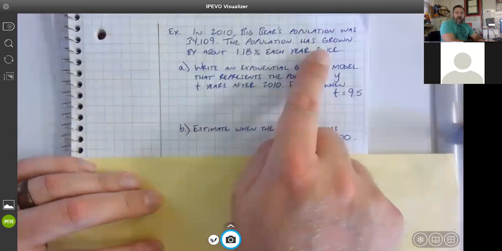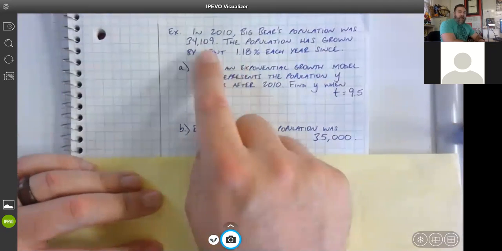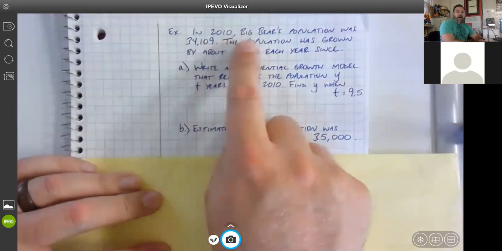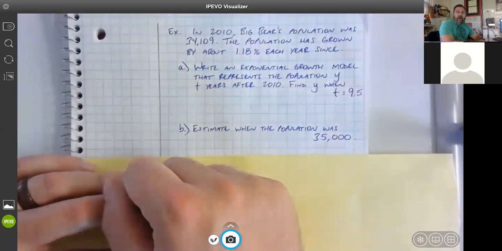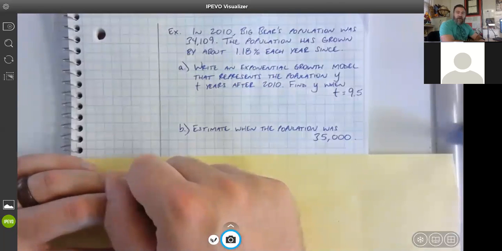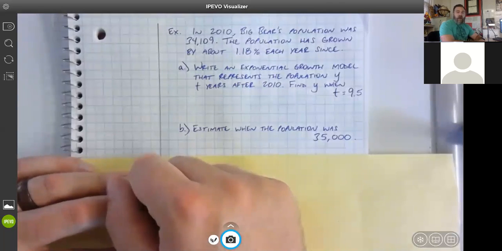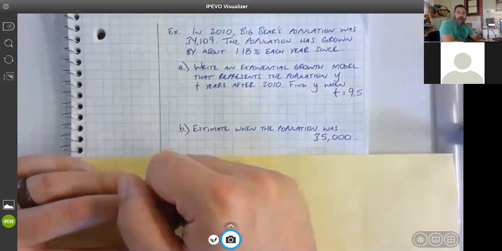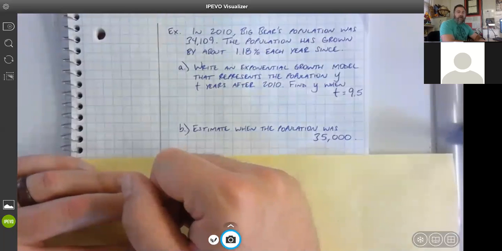So here we're given some information. This is actually true. I researched this, right? In 2010, Big Bear's population was 34,109. The population has grown by about 1.18% each year since. So the population is increasing. Right? Not by much, but it's increasing.